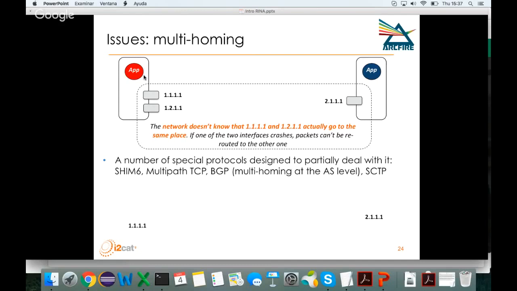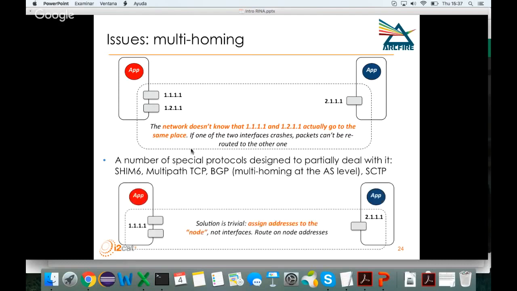But again, the issue is very simple. Instead of assigning addresses to interfaces, you have to assign addresses to the node. The node being the protocol machine that will remove the header of the protocol. So in this case, the header of the IP protocol.